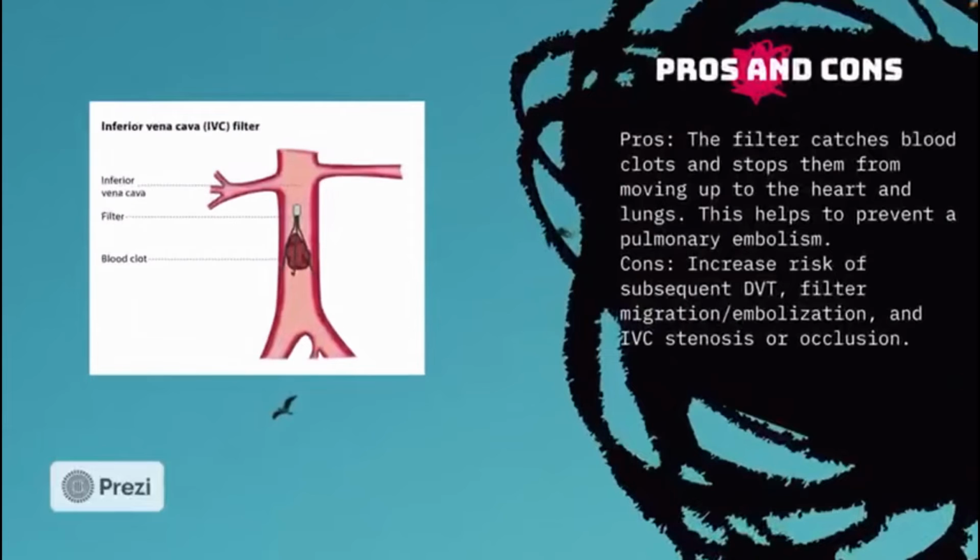Now for the pros and cons. For the pros, the filter catches blood clots and stops them from moving up to the heart and lungs. This helps to prevent a pulmonary embolism. And for the cons, there's an increased risk of subsequent DVT, filter migration, embolization, and IVC stenosis or occlusion.